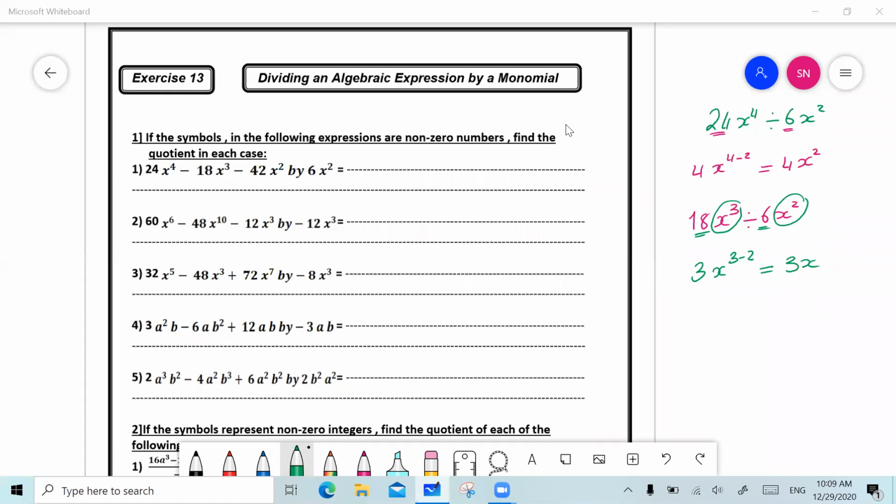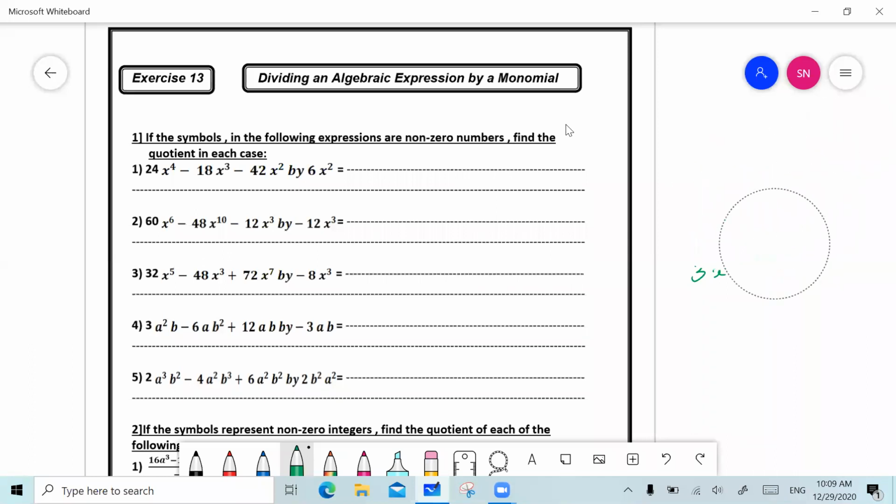Let's go now and see what this lesson is about. In question number 1, if the symbols in the following expression are non-zero numbers, meaning he is telling me that those numbers are not zeros, x is not a zero number, find the quotient in each of the following cases. Manage just 1 minute.